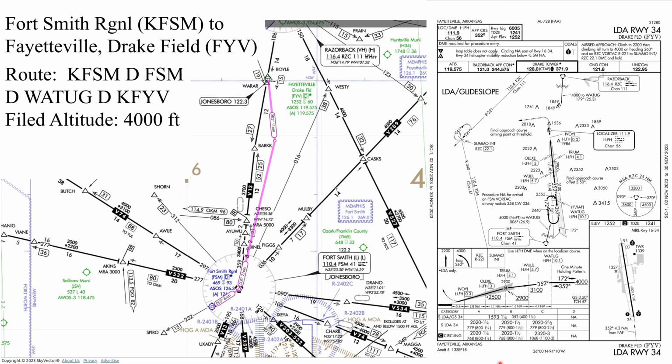We'll file for an altitude of 4,000 feet, which is the procedure altitude for the initial approach segment from the Fort Smith VOR. The flight is about 61 track miles long, which should take about a half an hour to fly in the Cessna 172. We'll plan to depart runway 8 from Fort Smith Regional.